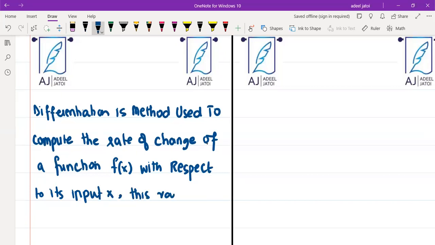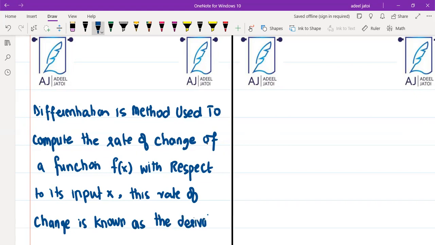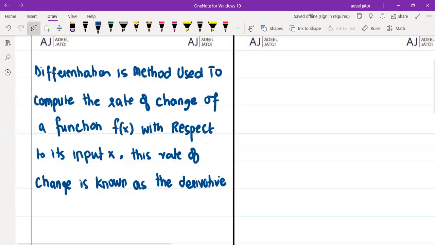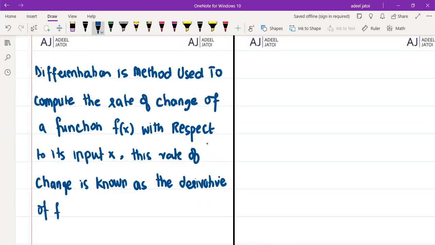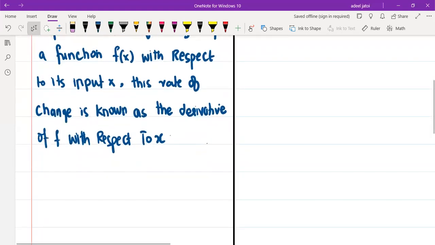This rate of change is known as the derivative of f with respect to x. Now, normally your question, that is the function f, is defined with y.